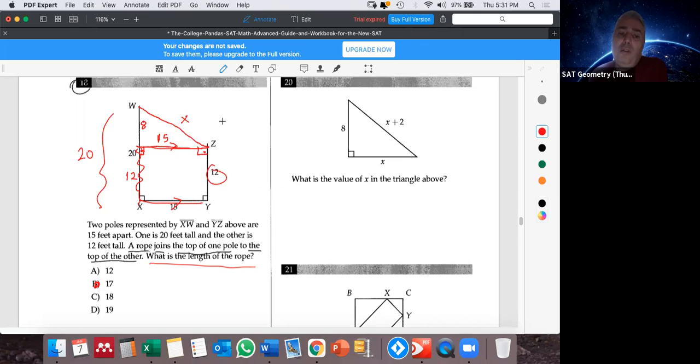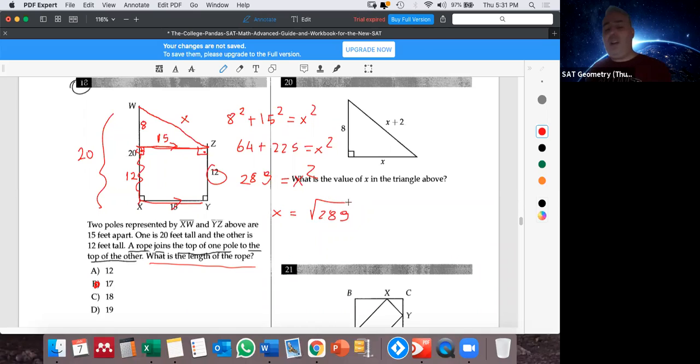If you don't know, 8 squared plus 15 squared is equal to x squared. 64 plus 225 is 289, so 289 is x squared. So after that, what can you do? X is equal to root 289. Which one could be the answer?